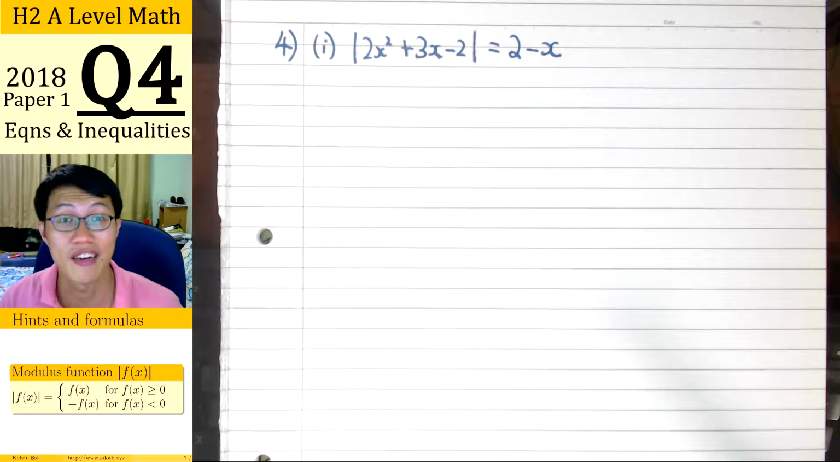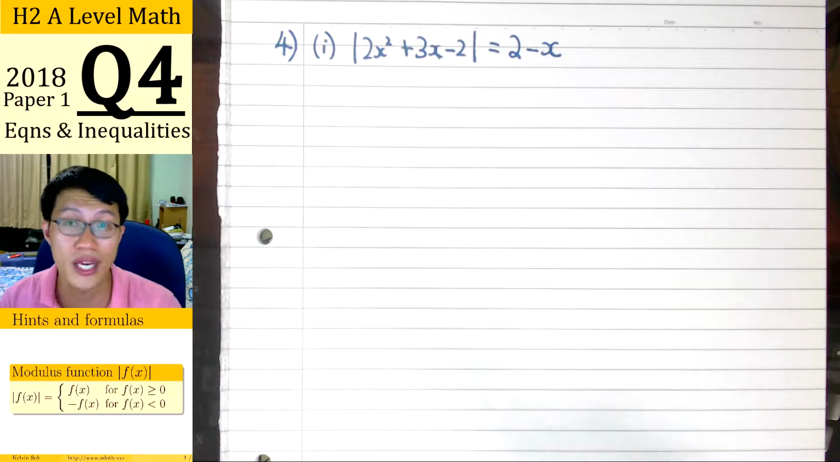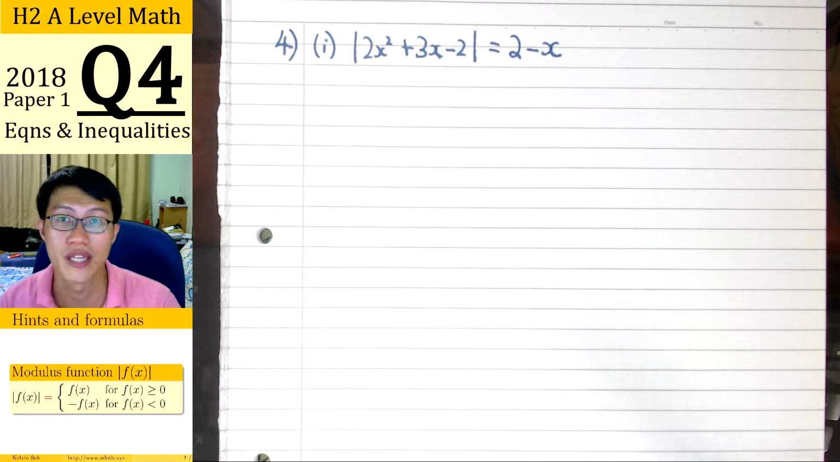So we have a modulus function in question 4. The trick to handle modulus functions is to consider two cases. The first case, when it's positive, we can simply remove the modulus. For the second case, when the function is negative, we'll add a negative sign in front of it to make it positive. So this is what we will do.